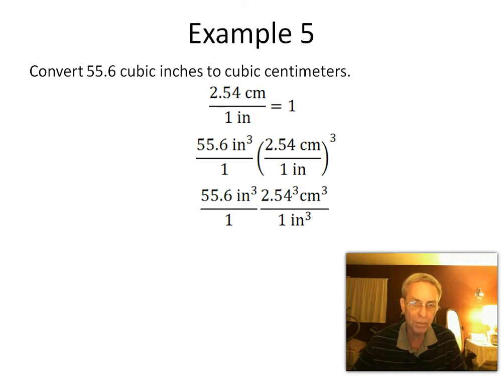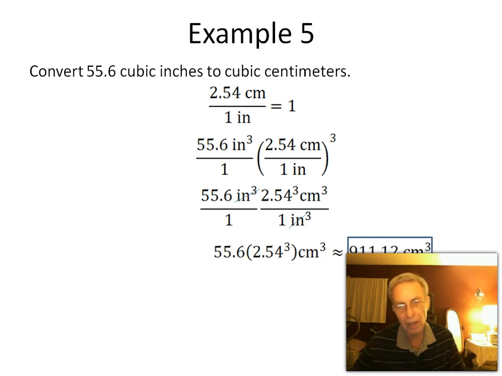Once again, we're going to get rid of the units that cancel. So in this case, the cubic inches cancel out. So this gives us, this is the result, 55.6 times 2.54 cubed centimeters cubed, which results, from the calculator, in approximately 911.12 cubic centimeters.